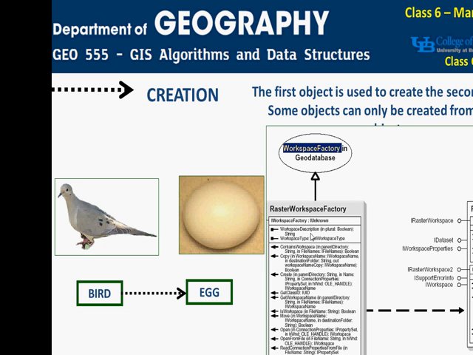So here's the dashed line. The workspace factory creates the workspace. So just like my bird and egg example, there's the dashed line.